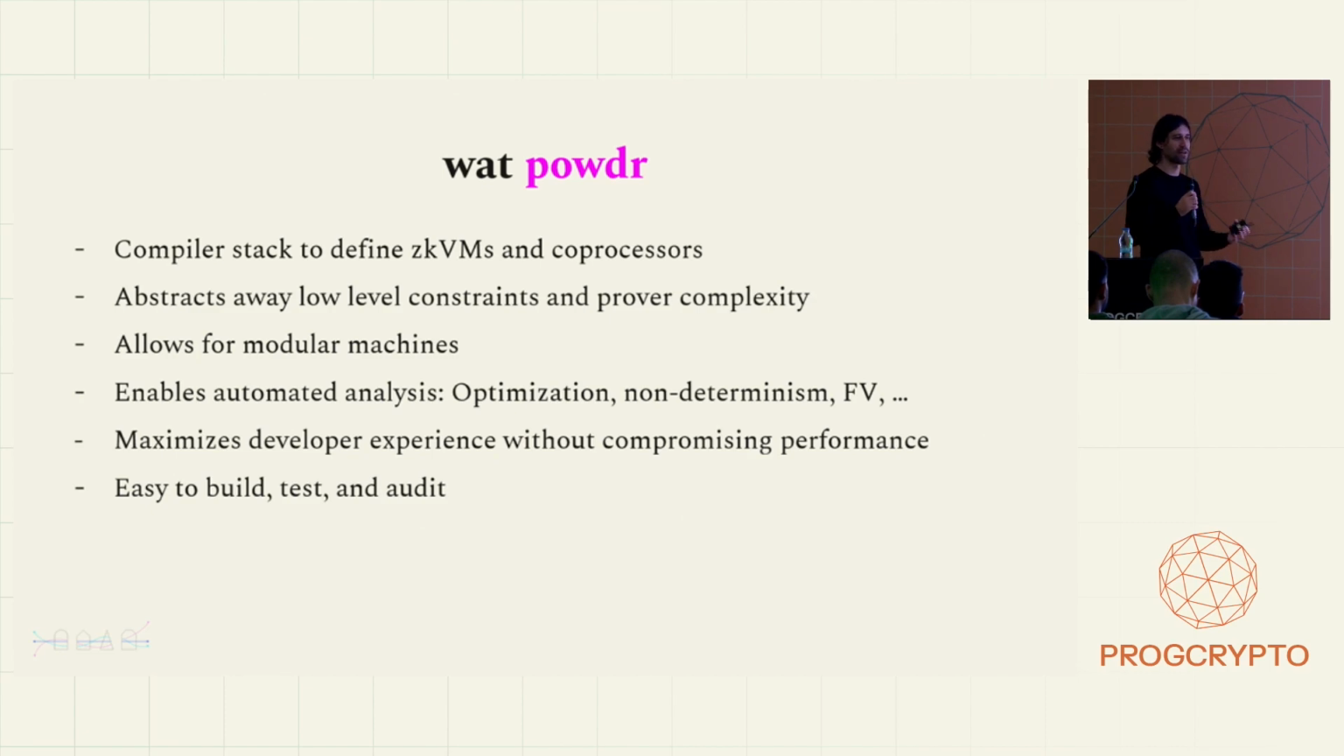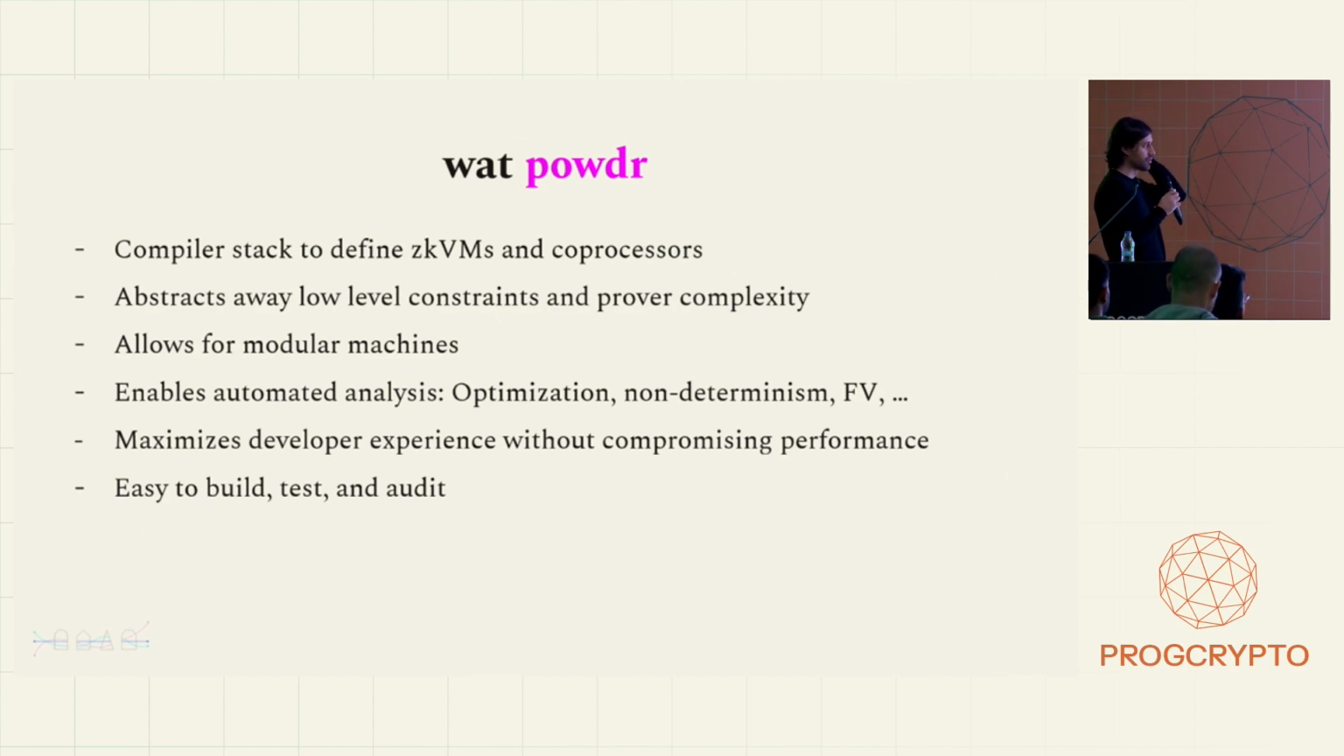It abstracts away all the low-level complexities and weird things you have to do and allows you to focus on what your application should be doing and abstracts away what your application should not be doing. It also allows for modular machines, and this is really important for reusability, for auditability, because you suddenly don't have to rewrite things anymore if other people have already written or audited different things. It also enables the usual compiler things like optimization, static analysis, potentially formal verification.